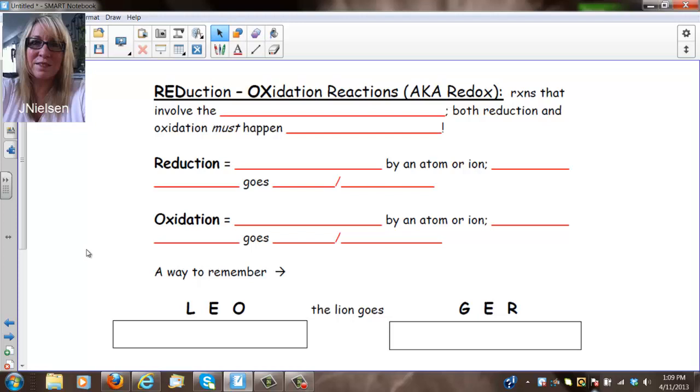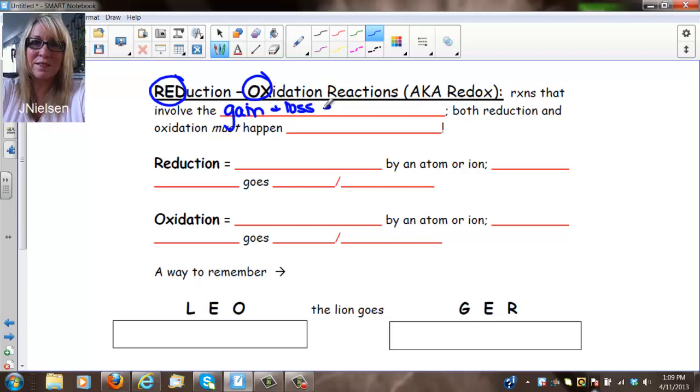Reduction and oxidation reactions. So we get the redox from the RED in reduction and the OX in oxidation, and we come up with redox. These are reactions that involve the gain and loss of electrons, which I will abbreviate e-. Sometimes this is called a transfer of electrons. Oxidation must occur simultaneously, meaning at the same time.